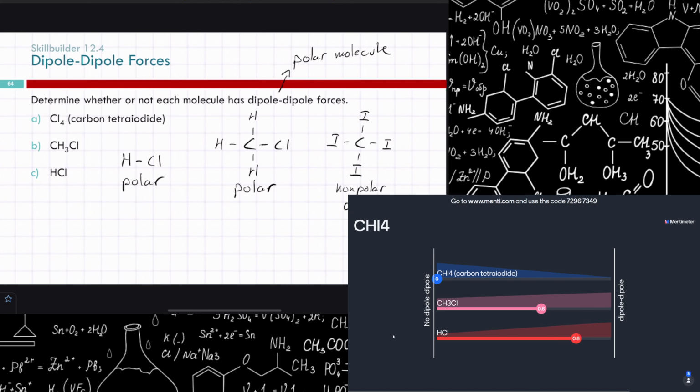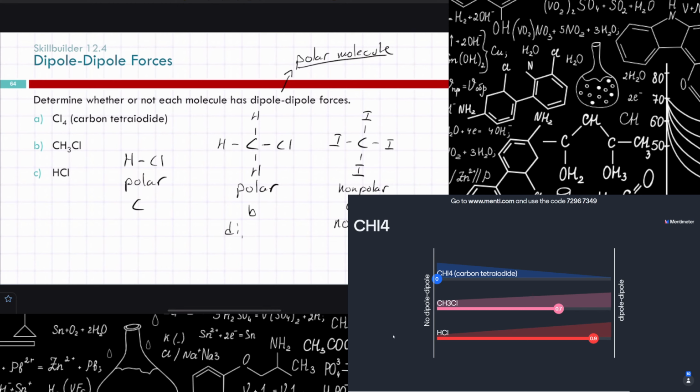Remember, this is A and B and C. The key for these is that if we have a polar molecule, then we have dipole-dipole forces. So for CI4, that's no dipole. And then for our 2 other ones, they're both polar, so they both have dipole forces. If it's polar, it has dipole forces. If it's nonpolar, it does not have dipole forces.